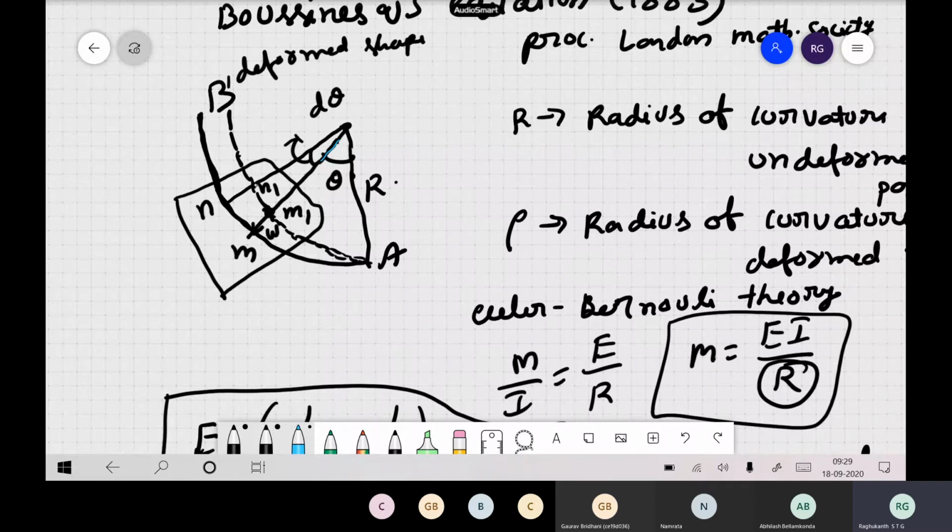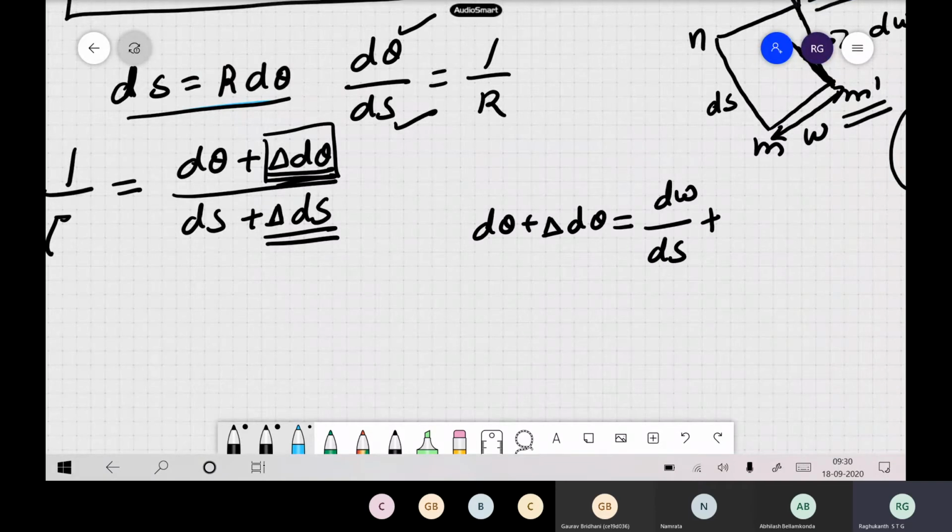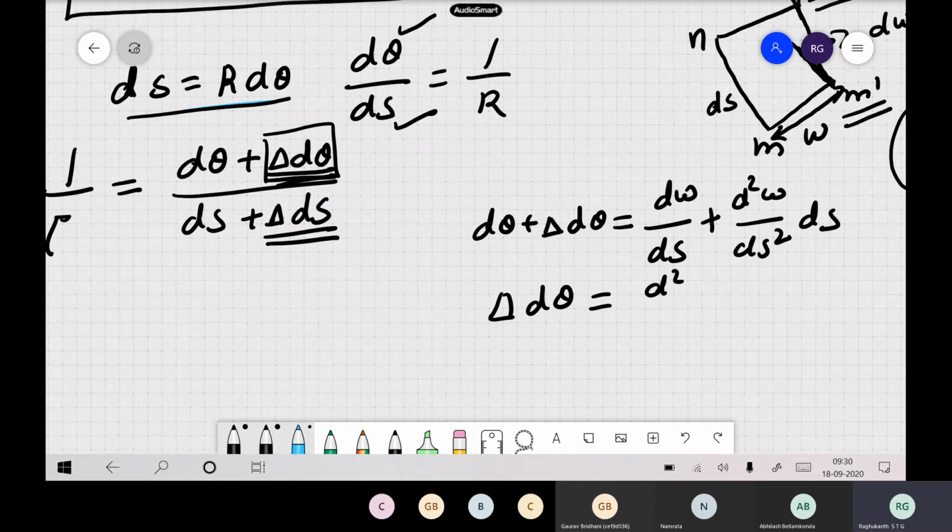Now we are trying to find out the angle at n1 by this Taylor series expansion. Is it clear? And of course, in the Taylor series, you are doing only the first order term. So this becomes d theta plus delta d theta, which is equal to dw by ds plus d square w by ds square into ds. So this extra term, d square w by ds square into ds, is the change in the angle.